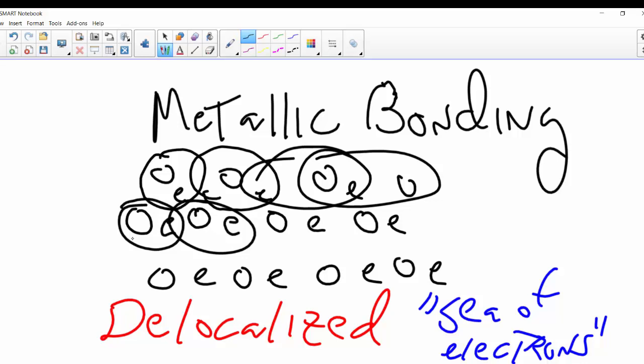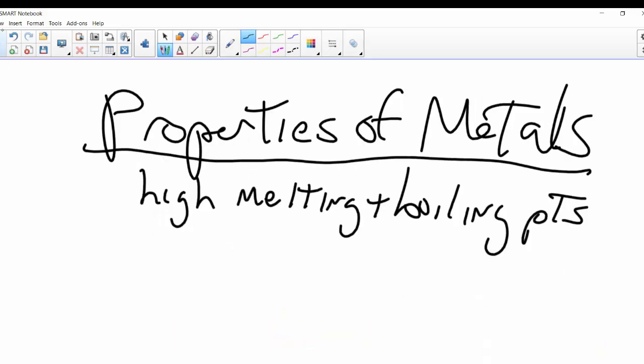If you think about the difference between solids, liquids, and gases, liquid particles are more spread out, gas particles more spread out than that, solids very close together. So to spread those atoms out further to make a liquid or a gas, you need to break bonds. And since these bonds are strong, you need to put a lot of energy into it to break those bonds. That's a high melting and boiling point.